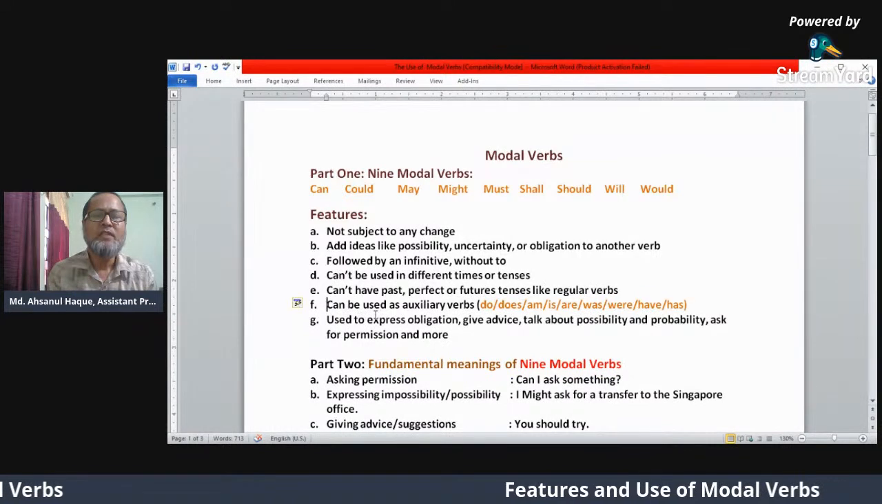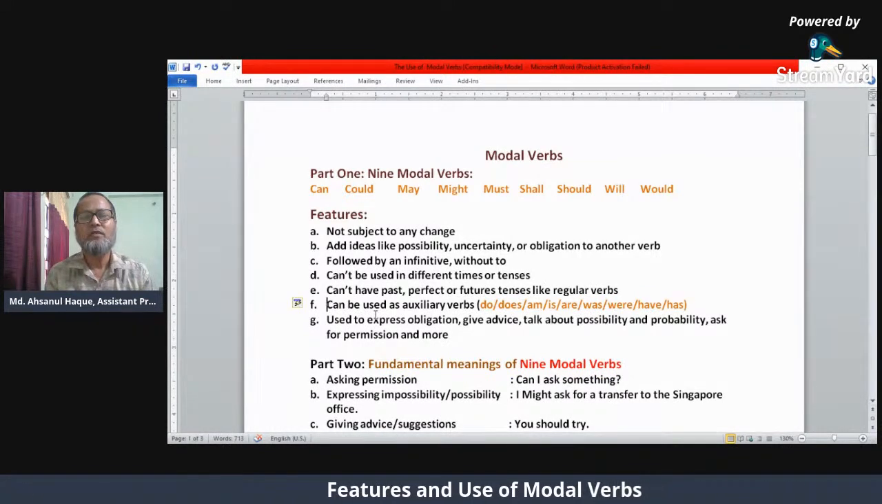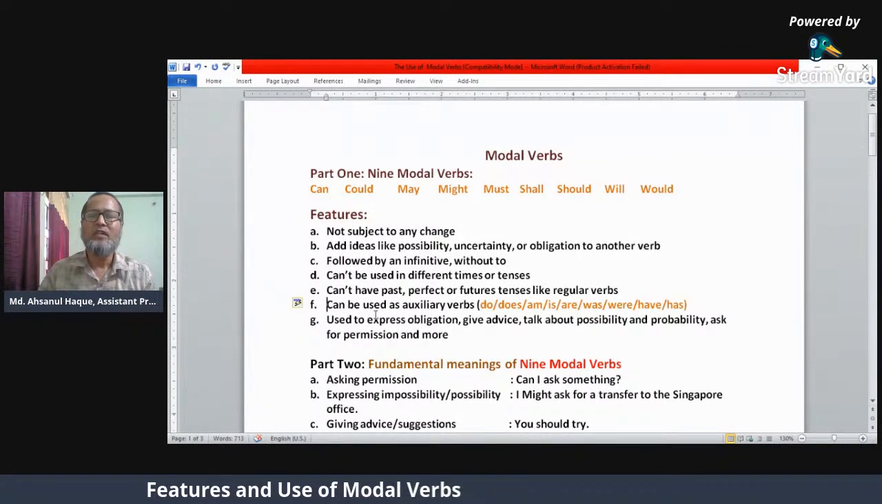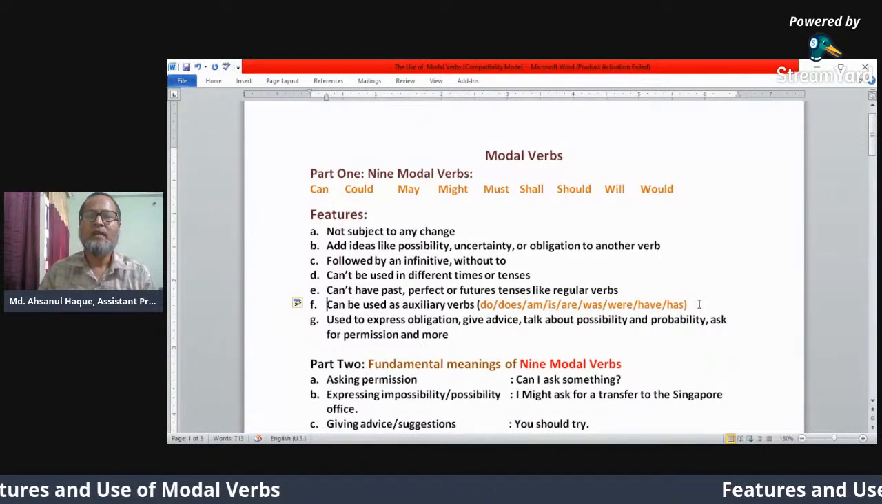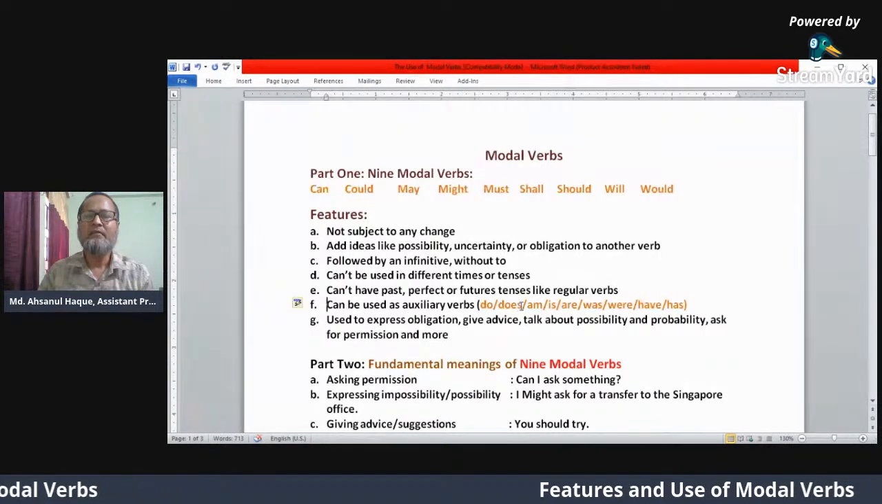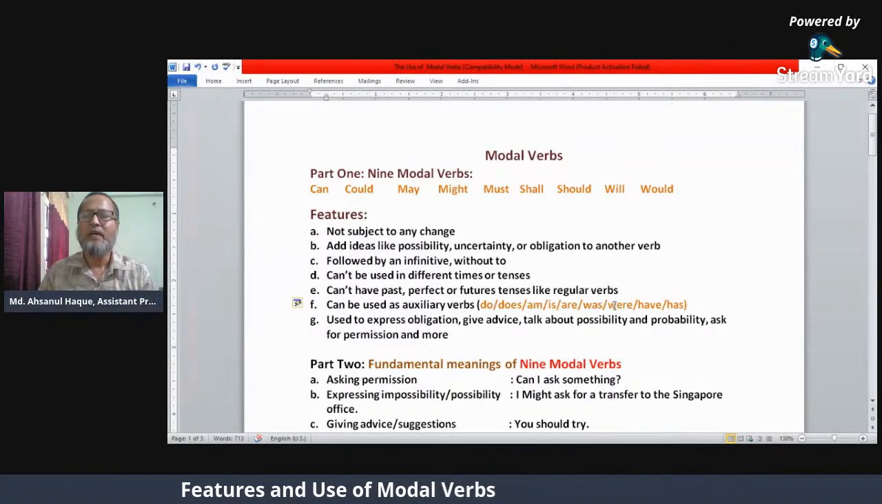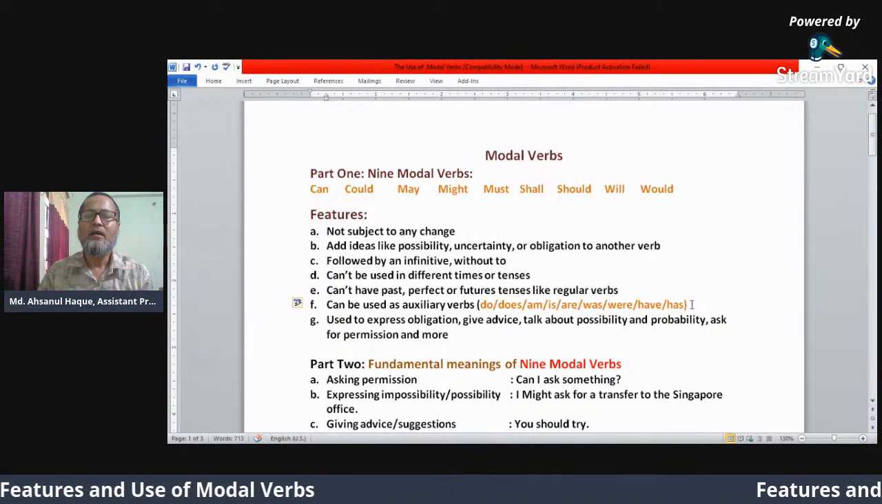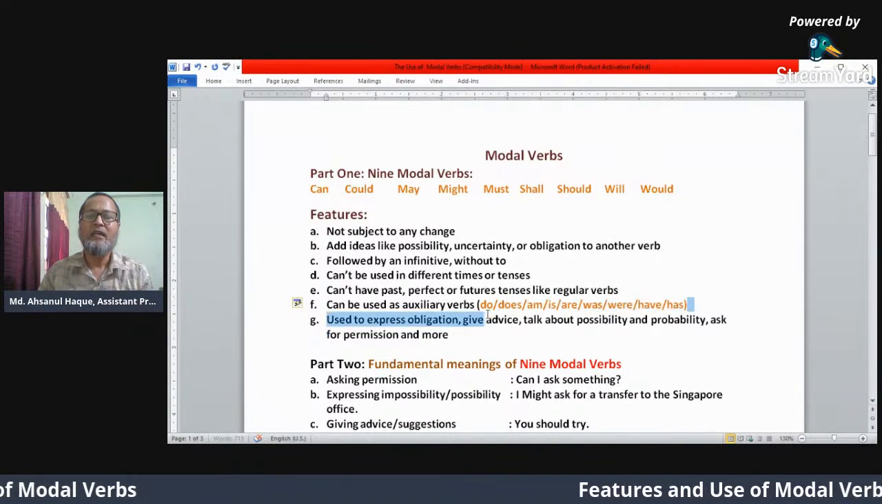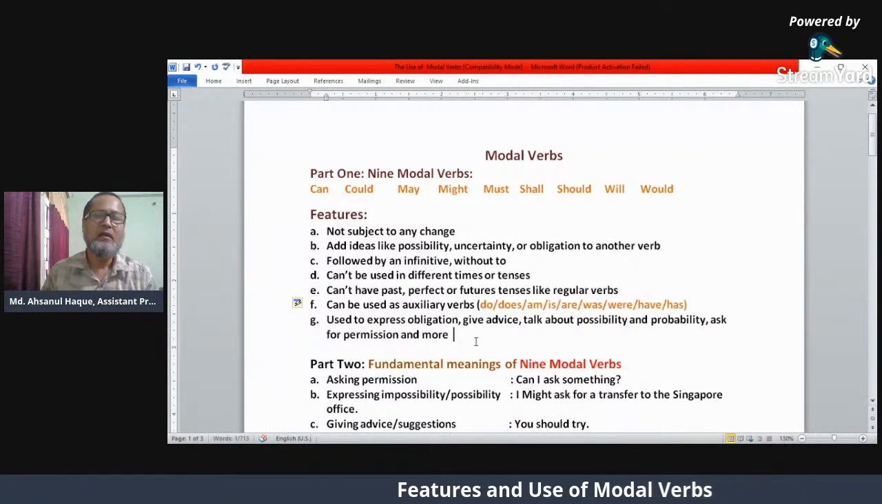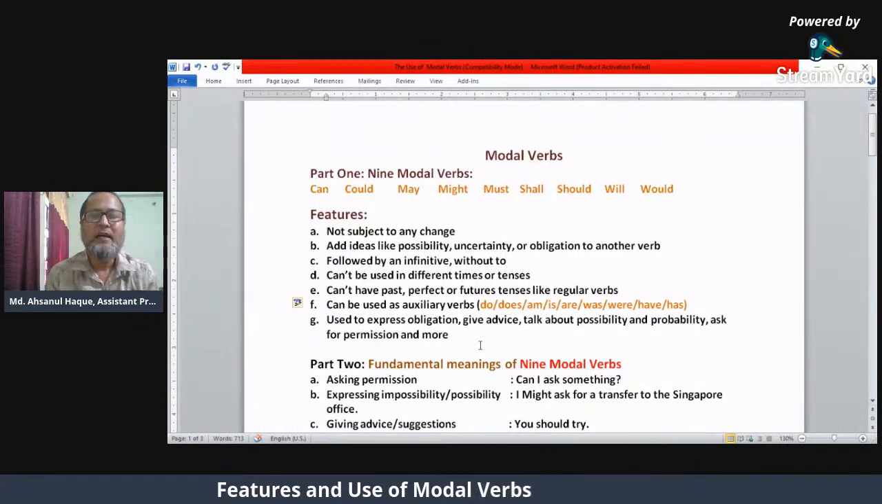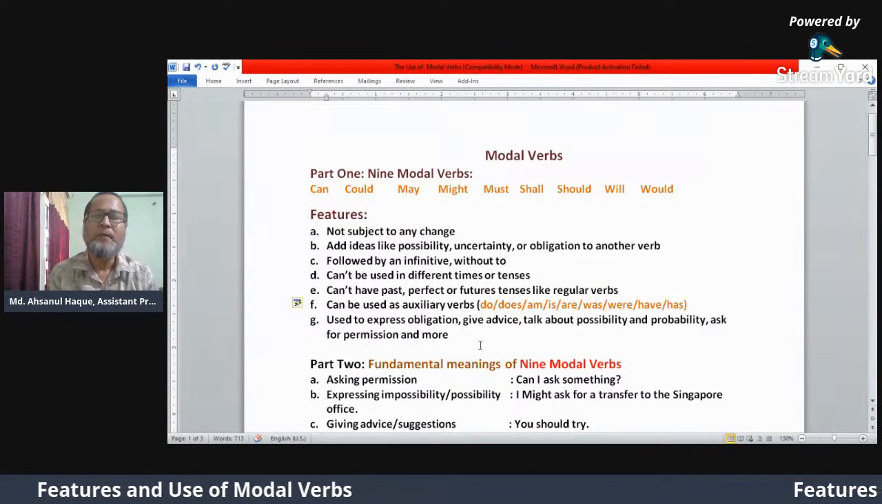Modal verbs can be used as auxiliary verbs. And there is a list of auxiliary verbs: do, does, am, is, are, was, were, have, has, etc. These are the auxiliary verbs. That means we can use modal verbs just like an auxiliary verb.